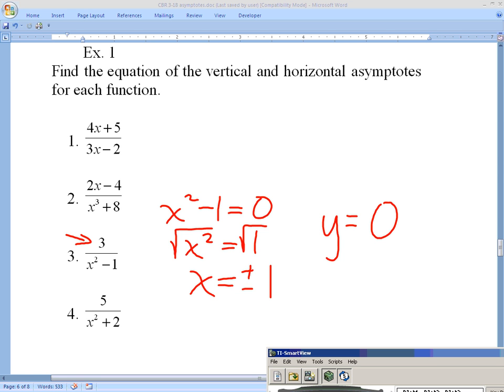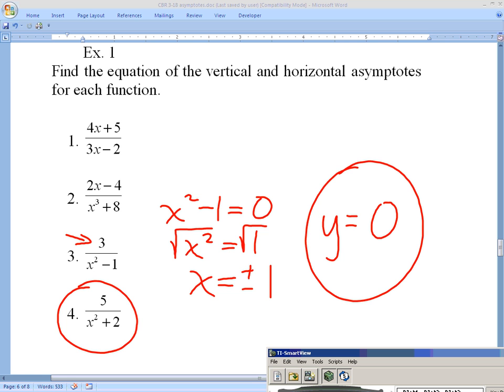Working sort of backwards on number 4, once again, you can see it has a much higher order in the denominator. There's no variable in the numerator. So we're going to have a horizontal asymptote at y equals 0 for number 4. Number 2, 3, and 4 all have a higher order or a higher power of x in the denominator, and that's why all of those become 0 essentially as x gets very large. And so we have a horizontal asymptote at y equals 0.